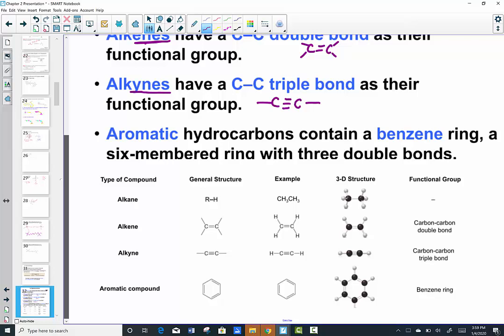An alkane contains only single bonds. An alkene contains a double bond. An alkyne contains a triple bond. And the aromatic compound contains the benzene ring. And the benzene ring will alternate double, single around a six-sided cyclic structure. These are the hydrocarbon functional groups to memorize.